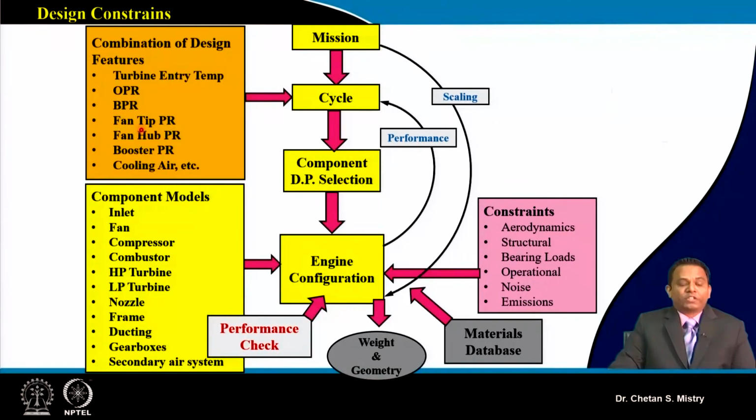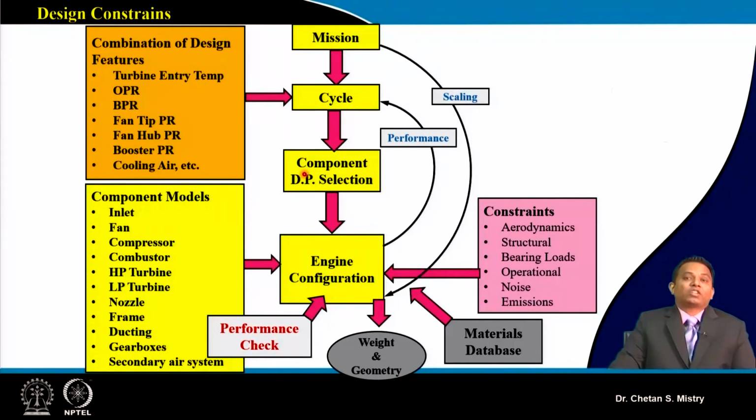Then we need to go with fan tip pressure ratio, fan hub pressure ratio, booster pressure ratio, cooling air requirement, all those parameters. These parameters are required at the entry when we are doing our cycle analysis. If they are not available, we need to start with some assumptions. Once we have done this cycle analysis, we will come to one point, which is called design point selection. This design point is very important.